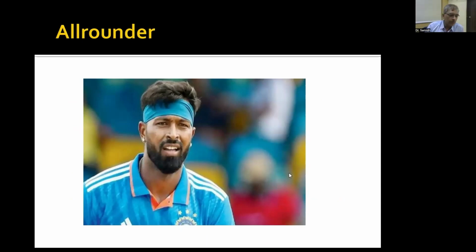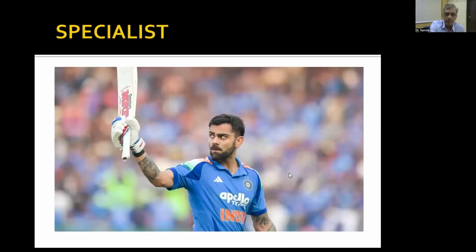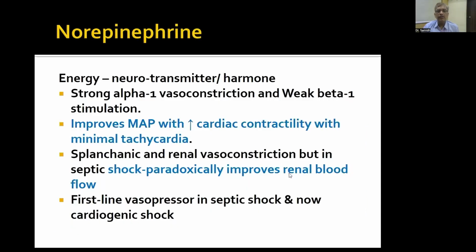But in a game of shock, we need a specialist. So, we come to our specialist, that is norepinephrine. Norepinephrine is an energy neurotransmitter. It increases the energy, it increases the alertness in the brain. In the periphery, it has a strong alpha 1 vasoconstriction effect and a weak beta 1 stimulation. So it improves the mean arterial pressure with a mild increase in cardiac contractility without increasing the heart rate.